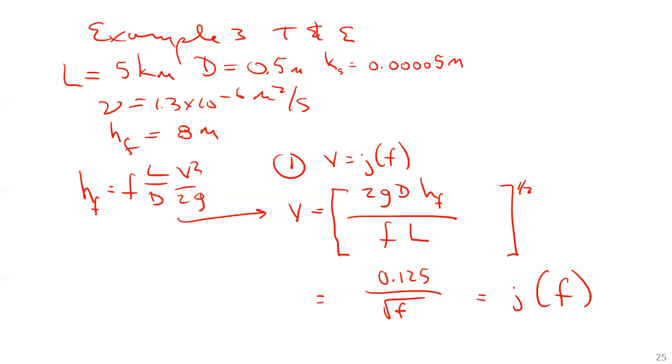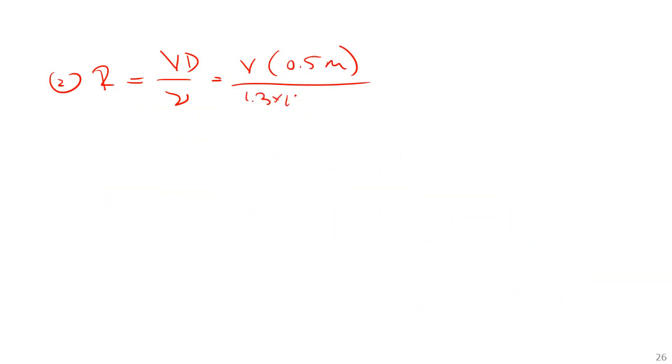Similarly, the second step is Reynolds number is velocity times diameter over nu. And again, at this point, you don't know velocity. So this is velocity times 0.5 meters over 1.3 times 10 to the minus 6 meters squared per second. And that just tells us that the Reynolds number is 3.85 times 10 to the 5th times V. This is the function of V that I showed you in the steps before.